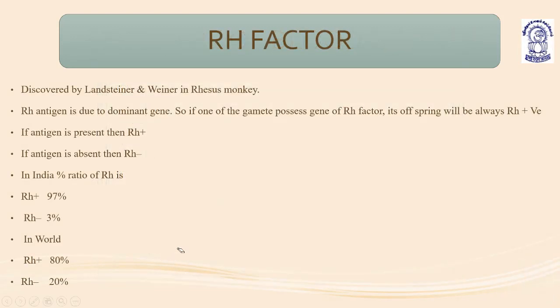Rh factor. Another antigen is present on the RBC membrane, which was discovered by Landsteiner and Wiener in the rhesus monkey. Rh antigen is due to a dominant gene. If the dominant gene is present, then Rh positive. If it is not present, then Rh negative. So if one of the gametes possesses the gene of Rh factor, its offspring will always be Rh positive.